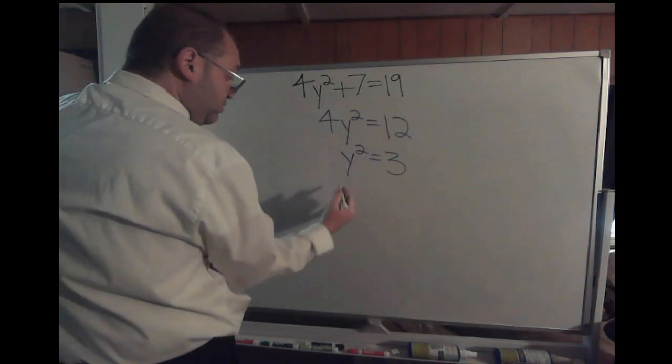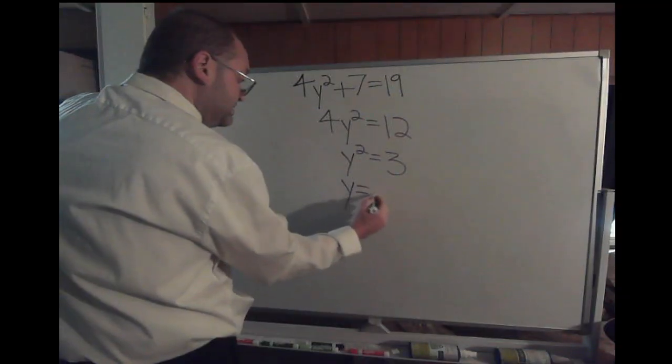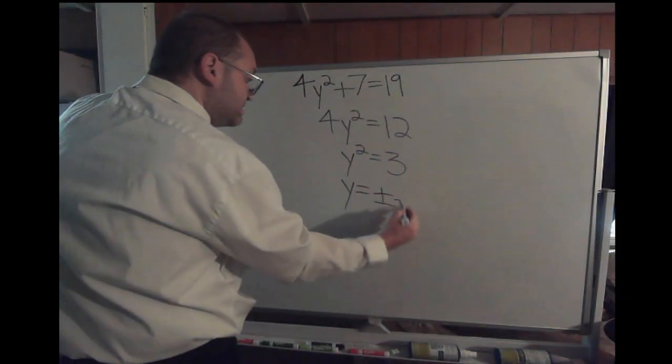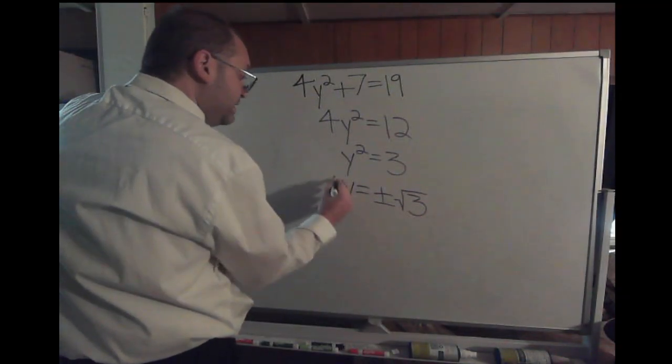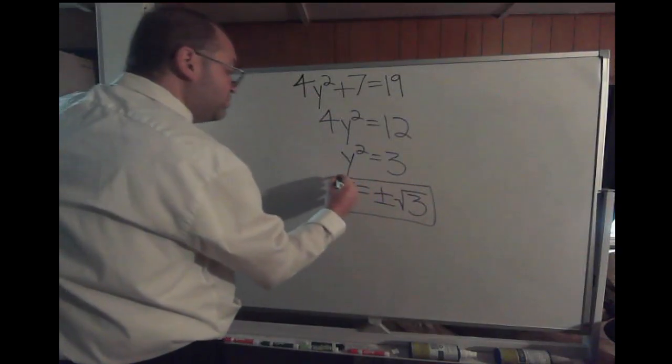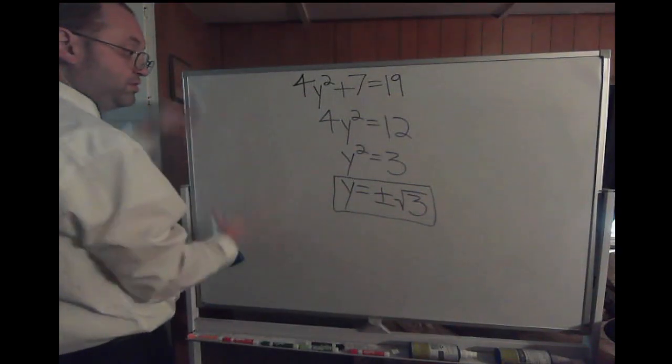So take the square root of both sides now, you'll get y is equal to plus and minus the square root of 3. And that would be your answer. Y is equal to both plus and minus the square root of 3.